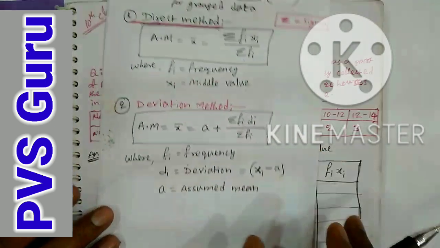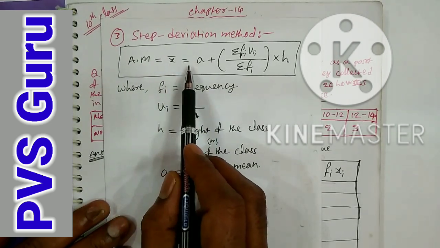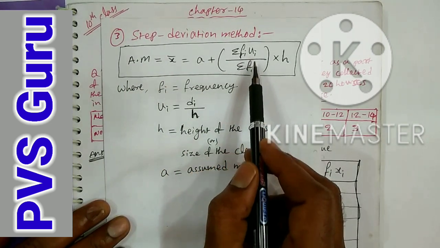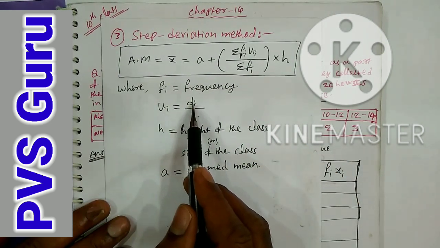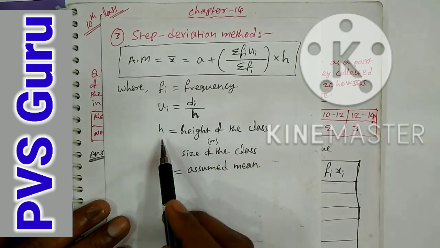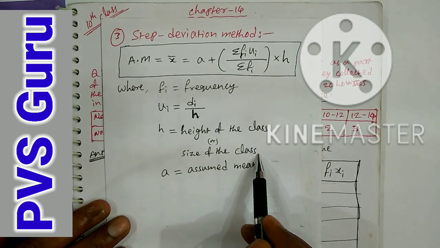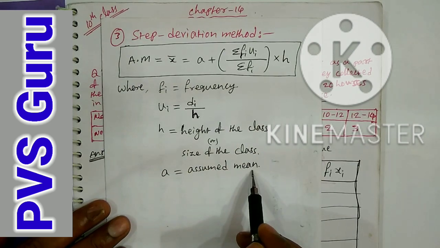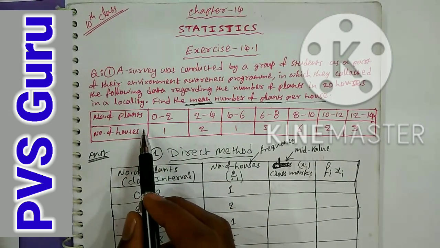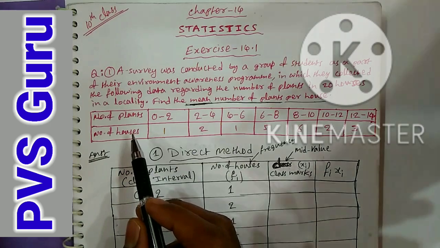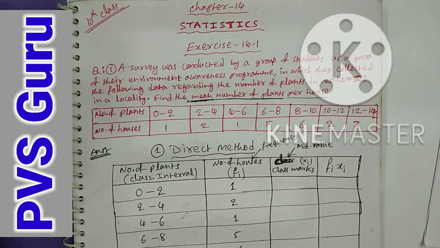These are two methods, and the third method is the step deviation method, where the arithmetic mean x bar is equal to a plus sigma fi ui by sigma fi, into h. Here fi is the frequency, ui is equal to di by h, di is the deviation, h is the height of the class, also called the size of the class, and a is the assumed mean. In this question, only one data is given, but we have to do the 3 methods for it. So first I am doing the first method.